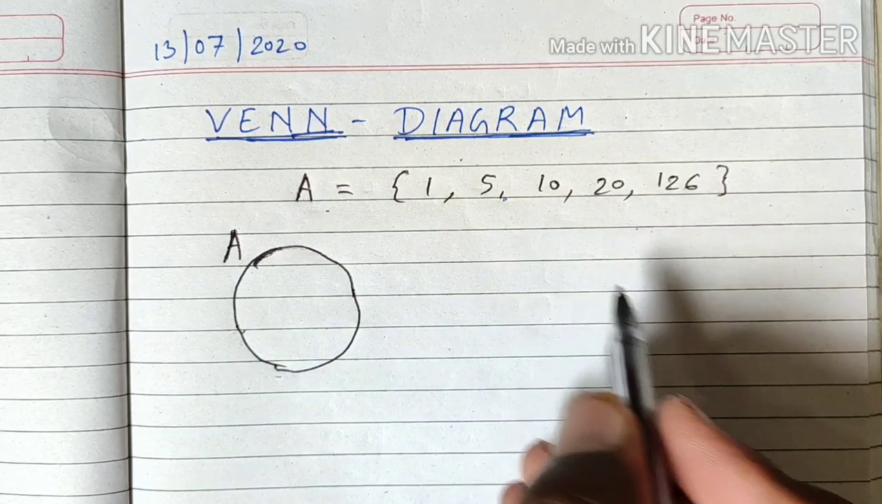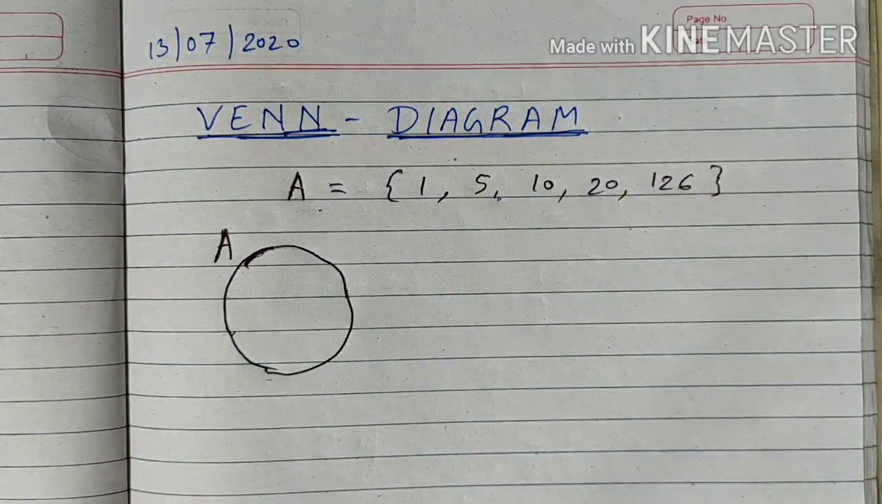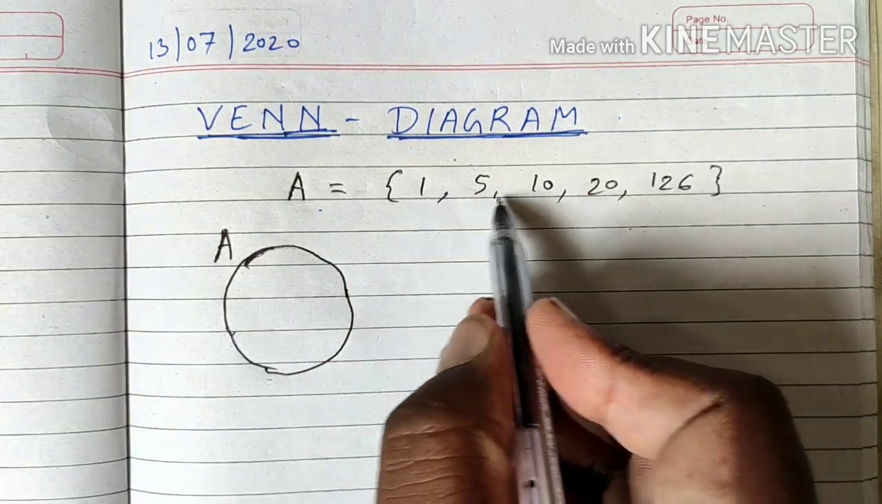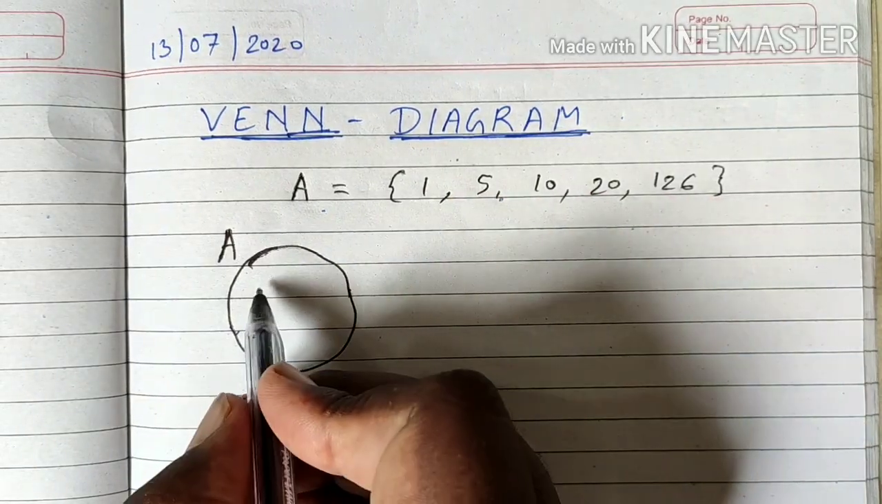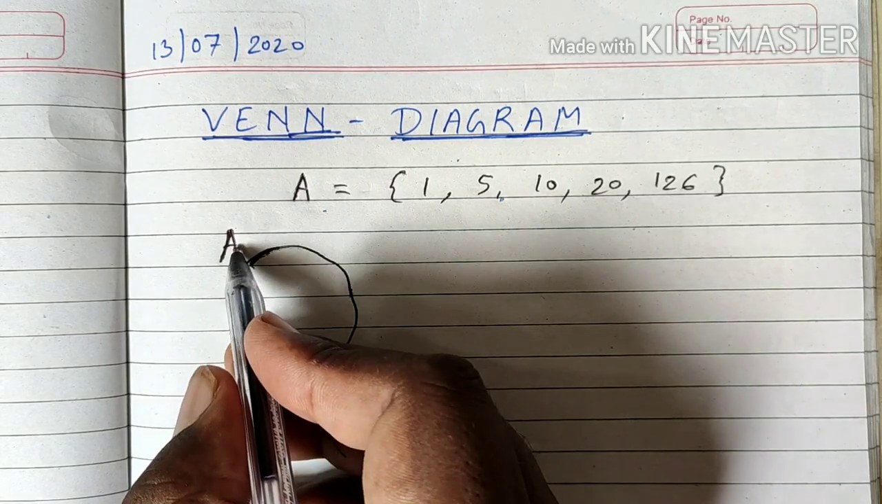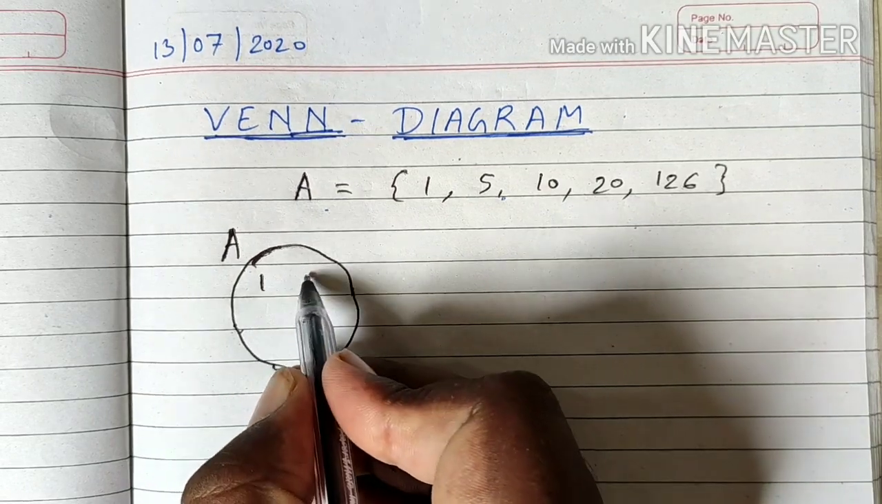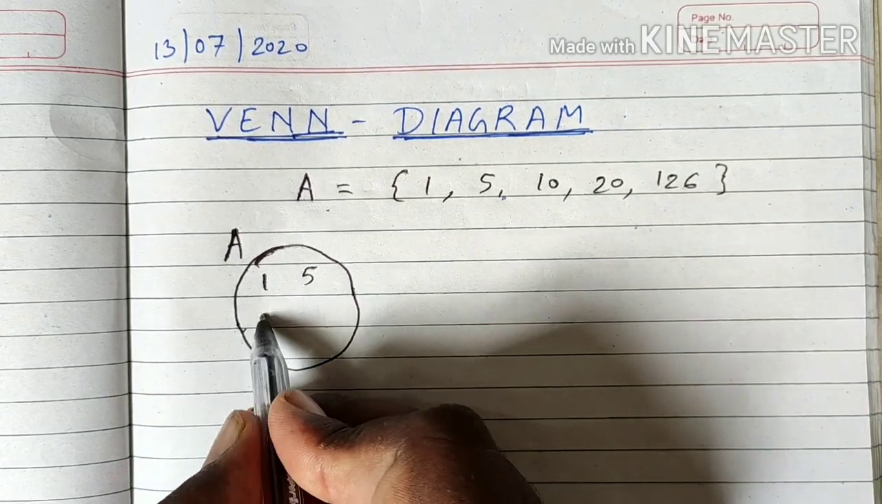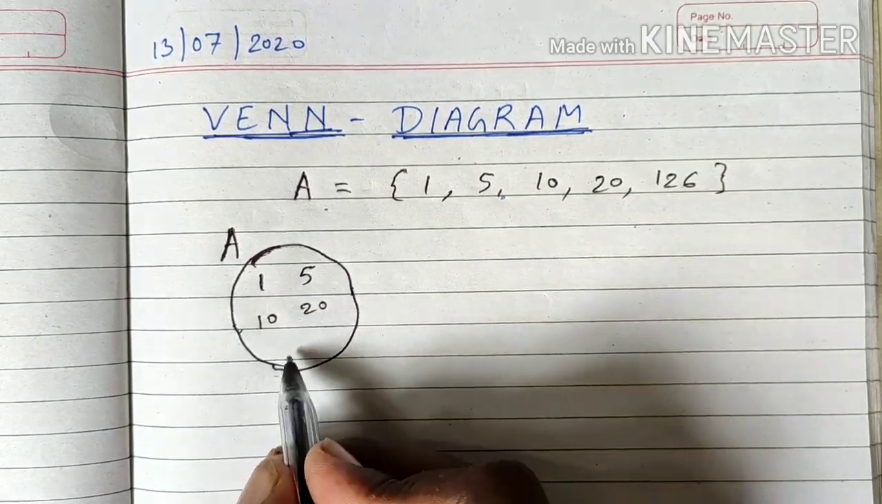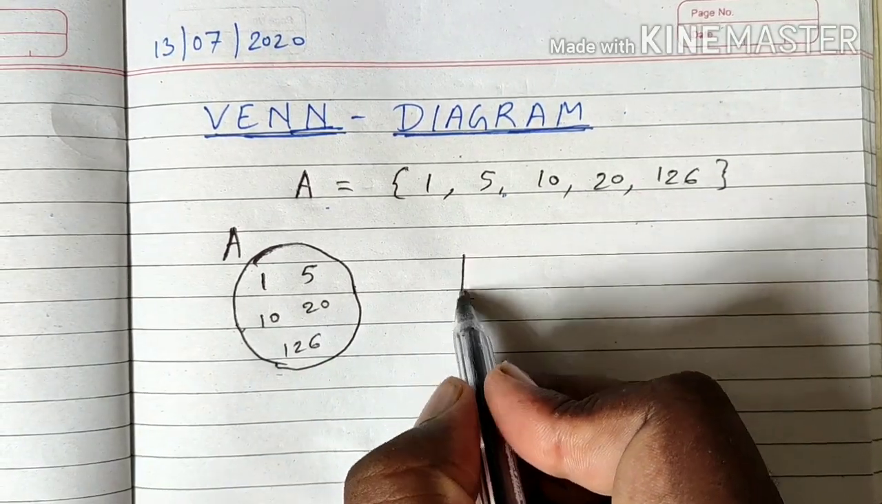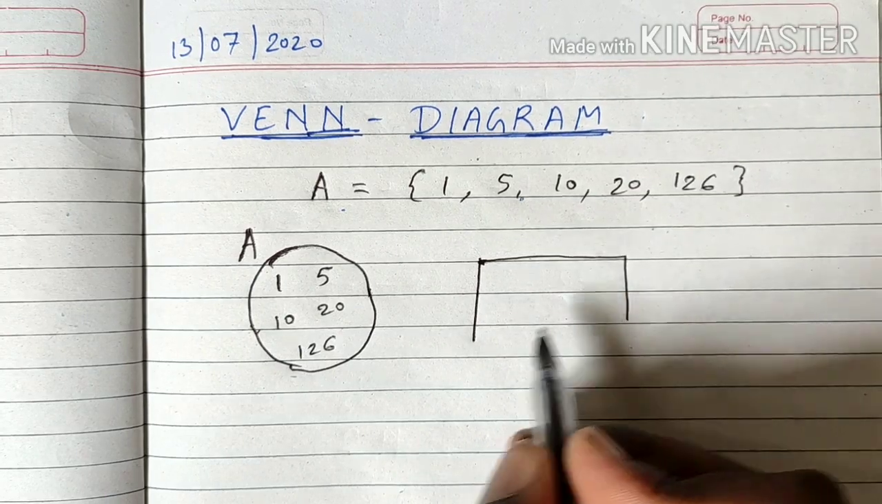that is the set A, we can use any closed figure, not necessarily a circle always. We can use any plane figure which is closed. For example, suppose these are the elements of the set. The name of the set we will write outside this diagram, and it contains the elements 1, 5, 10, 20, 126, like this. We can also use a rectangle to represent it.